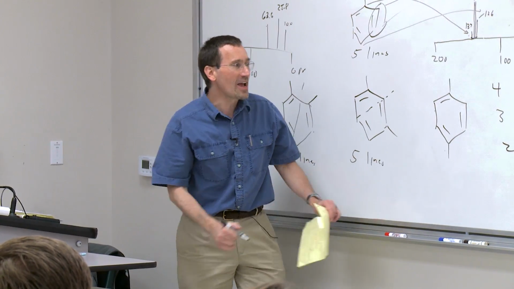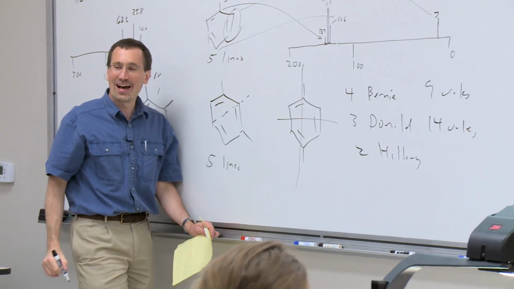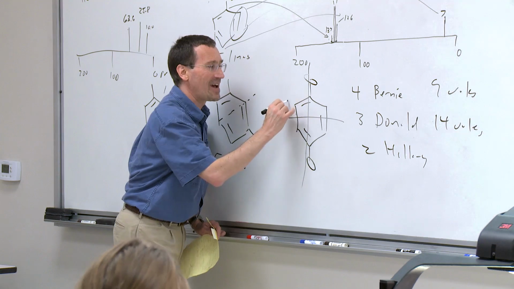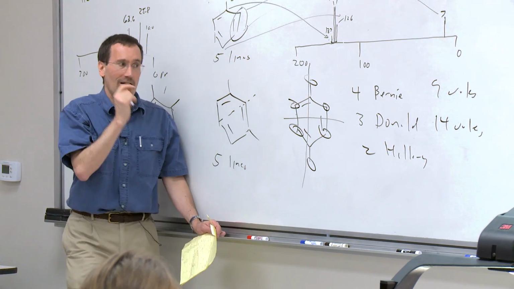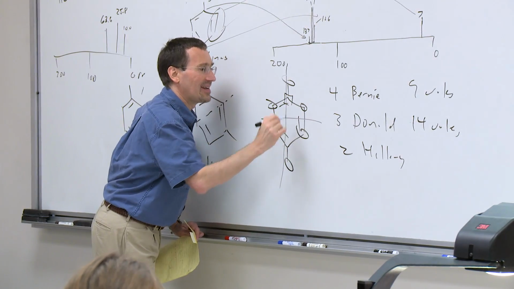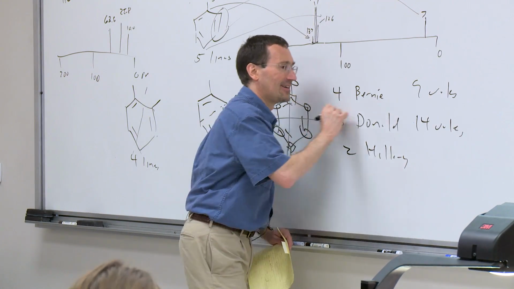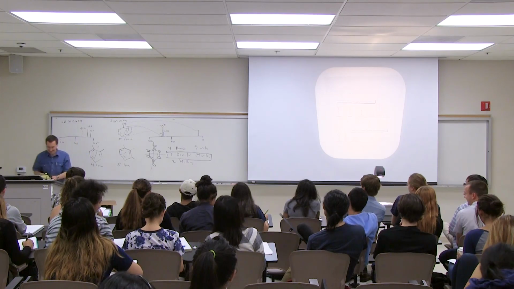All right, so yeah, we've got two planes of symmetry. So the methyl groups are symmetrical, and then these guys are all symmetrical, and then we've got the quats. So basically, it is indeed Donald at 14 votes.